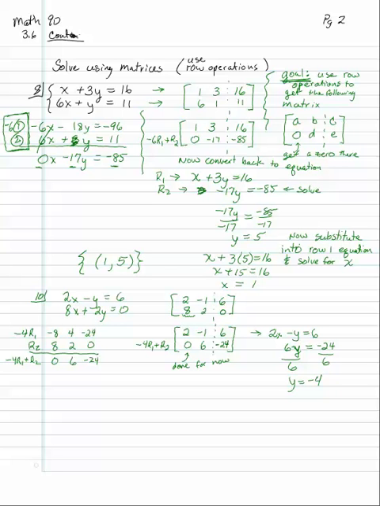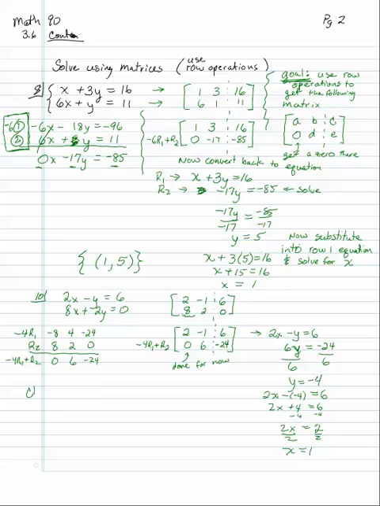And then now we're going to find x. So we take the negative 4 and put it into the row 1 equation, which is 2x minus negative 4 equals 6. 2x plus 4, so subtract 4 from both sides. 2x equals 2. Divide both sides by 2. x equals 1. And now we're ready for the solution.